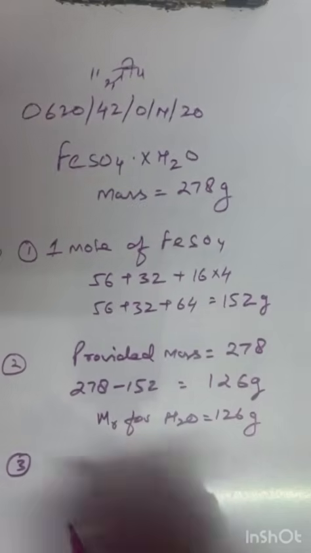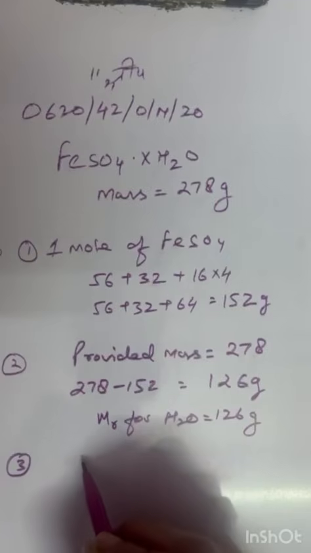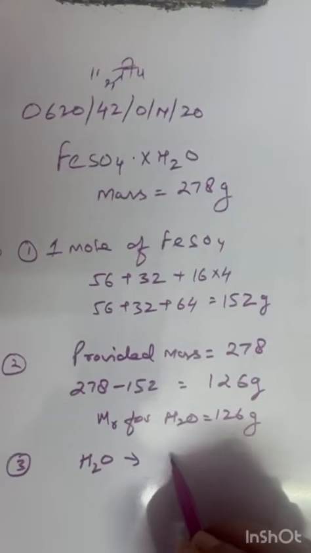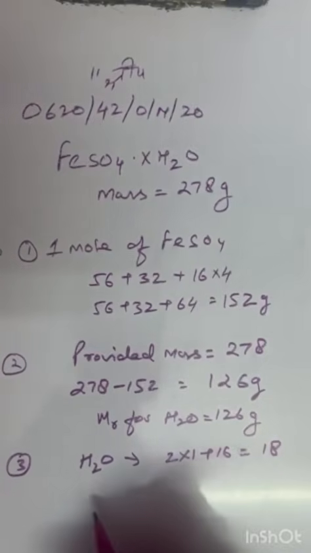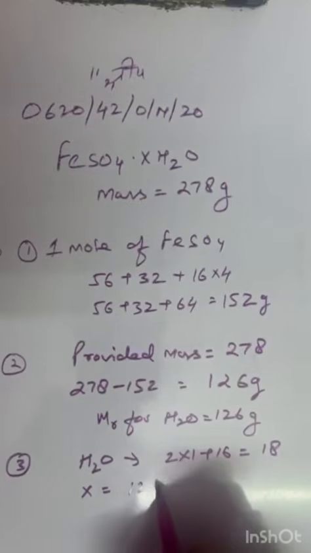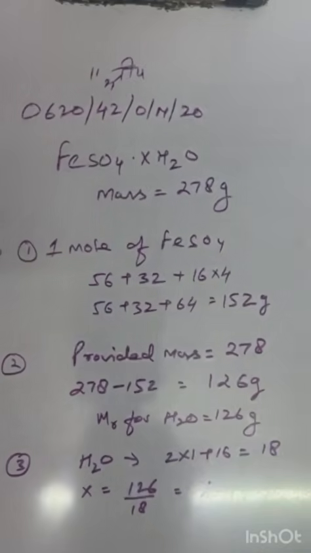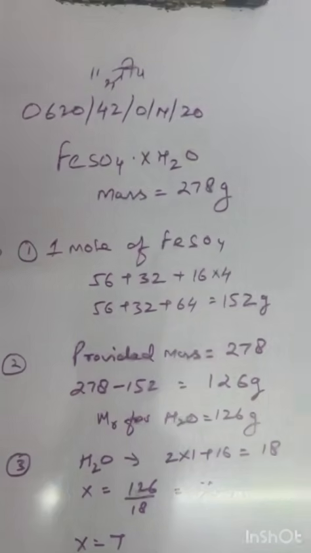And the last part is quite simple. It is asking determine the value of X. Now if I check the molecular mass of water, it will be 2 into 1 plus 16, so that is 18. So if I need to calculate the value of X, total mass provided over here is 126 for water, divided by 18, so your answer will be 7. So 7 is the value of X here. Hope this question is clear to you.